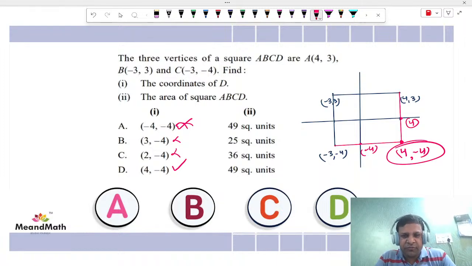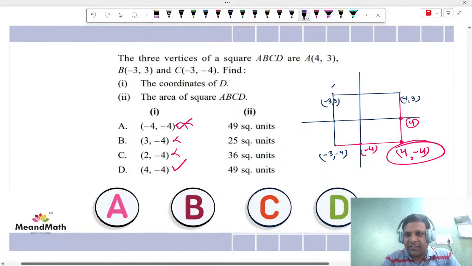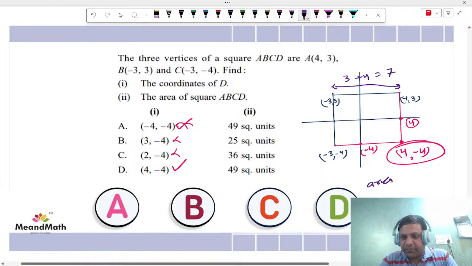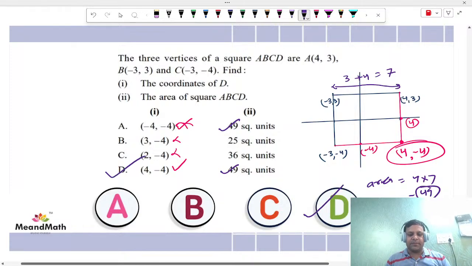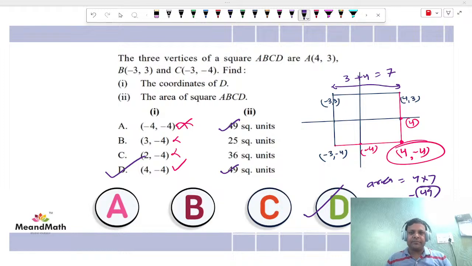Now no need to find the distance here because only one option is correct. But in the question we have to find the area, so we will find the area. Now this distance is 3 plus 4 is equal to 7. So area is equal to 7 into 7 is equal to 49 square unit. So option D is the correct one. Okay. I hope this is clear to everyone.